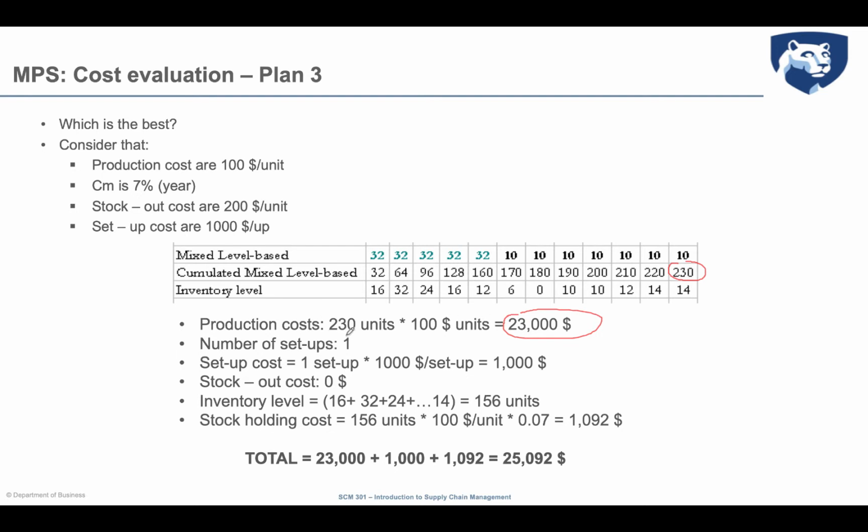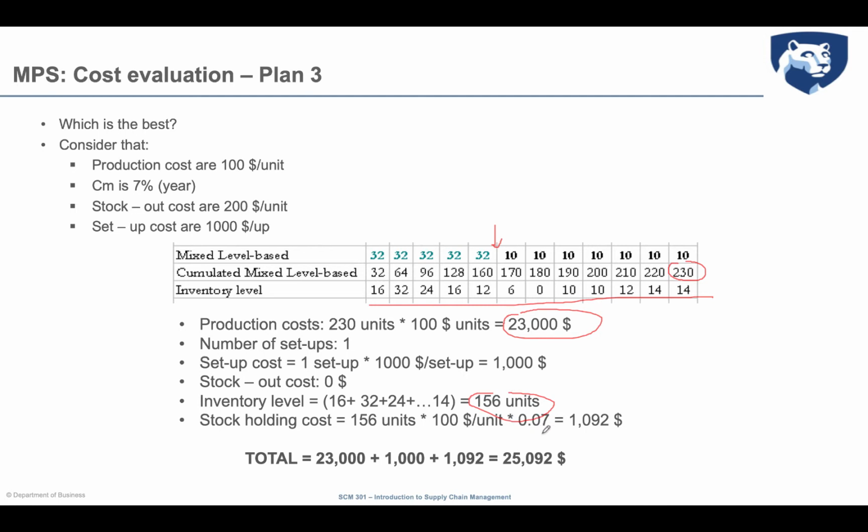How many setups do you have to do? 1 here, when you change the rhythm from 32 to 10. How much are the setup costs? 1 setup multiplied by 1,000, $1,000. Do you have stockout? No, because you don't see any red value. How much is the inventory level? If you sum up these, 16, 30, 24, 16, 12, 6, you find that the total is 1056 units.